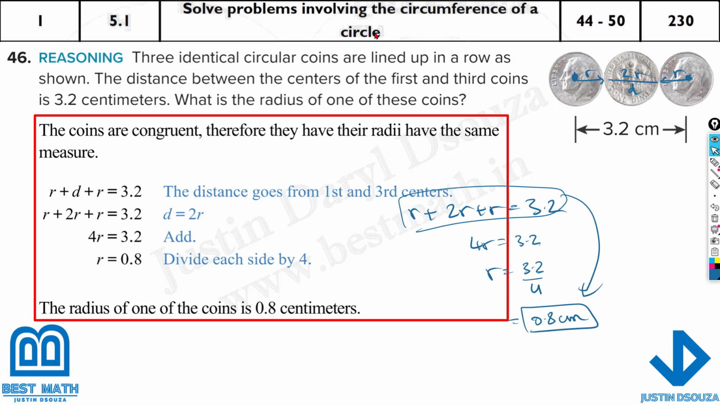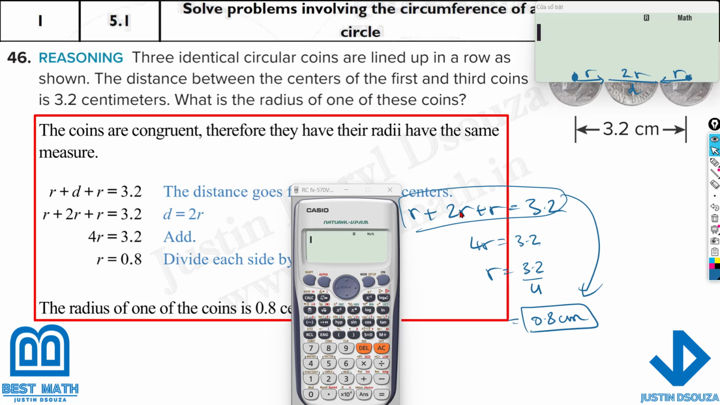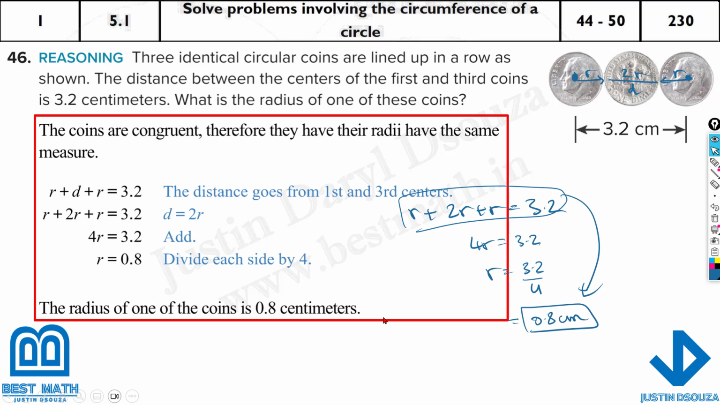But how do we get it in the calculator? Let's take our calculators here. Now we have to solve radius plus 2 times radius plus radius. But the variable which we give in the calculator is only x. You need to press alpha and x, plus 2 times r, that is alpha x, plus again x, equal to 3.2. Shift and solve. This is not the answer. Solve for x. Now press equal to. This is the answer. It's 0.8 centimeters.